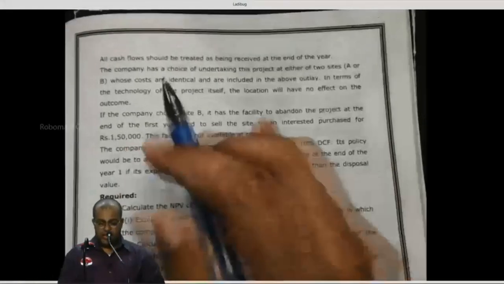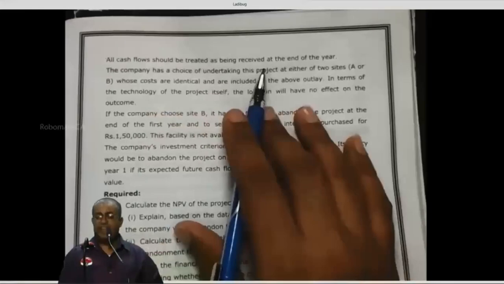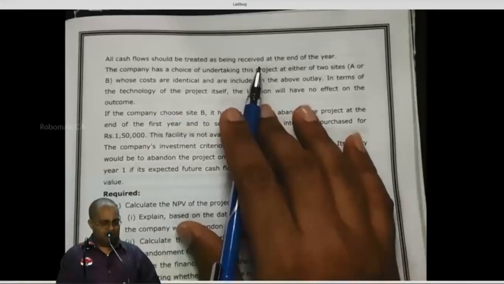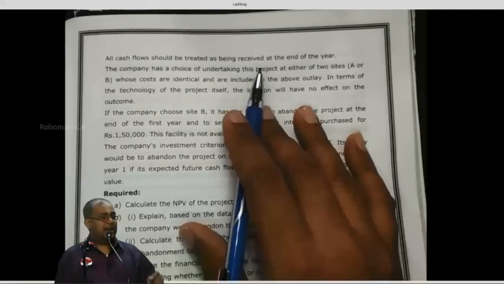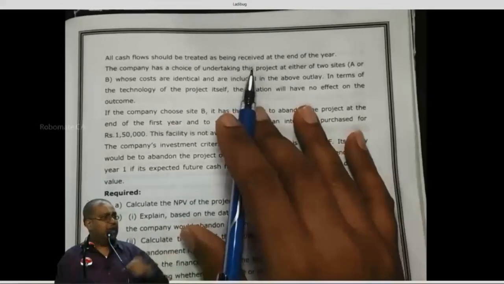All cash flows should be treated as being received at the end of the year. Even if they don't say so, we assume it to be what? End of the year, and use the year-end present value factor only, unless the question specifically says uniformly and use a special present value factor.